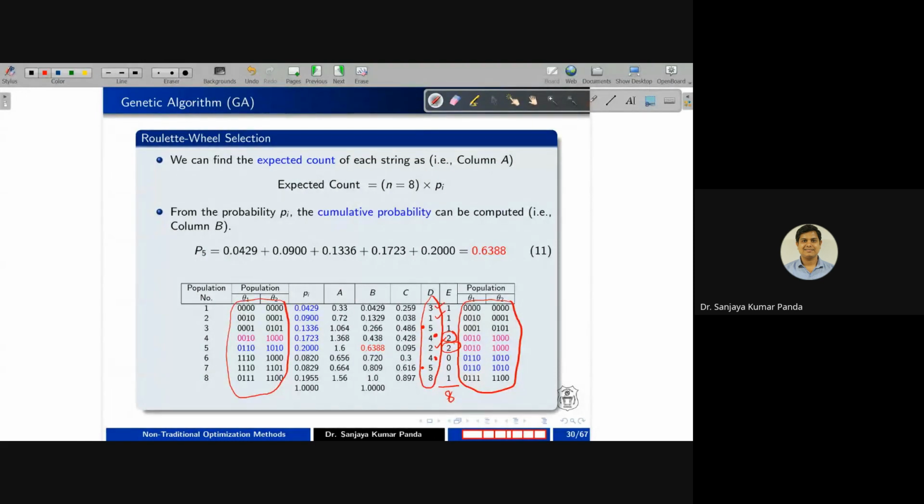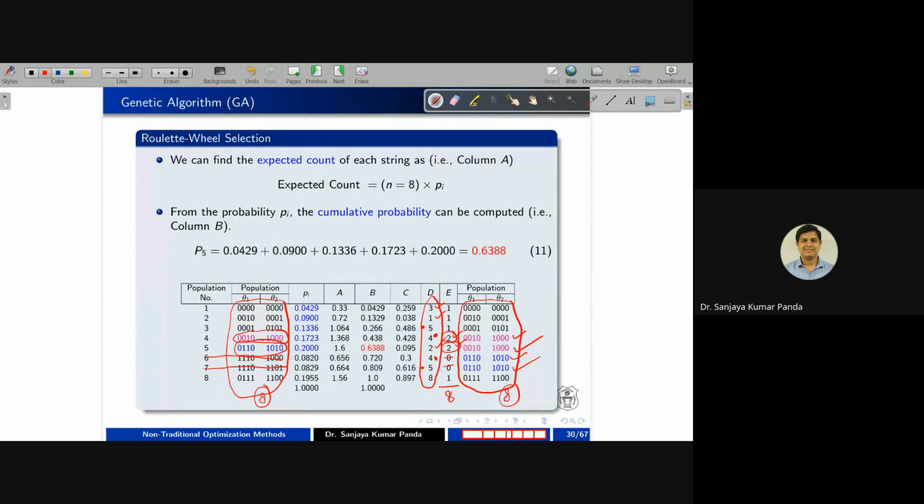Why? Because they have discarded which population? They have discarded population number 6 and population number 7, because the E column says that you have to discard these two. If you discard these two, you have to make a copy. Which one will you make a copy of? Those whose count is 2. That's why you can see 0, 0, 1, 0 and 1, 0, 0, 0 repeated twice. And 0, 1, 1, 0, 0, 1, 0, 1, 0 is also repeated twice. That's why whatever 8 populations you have given, you are not finding the same population, but the count is the same.